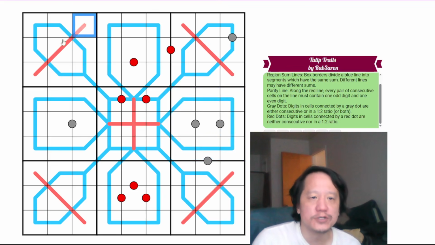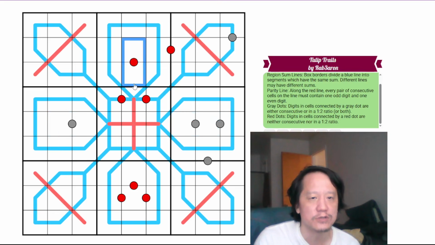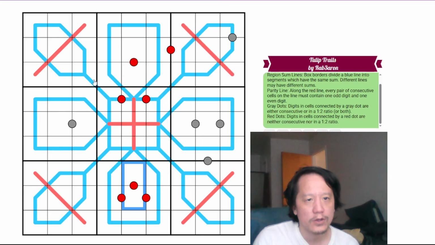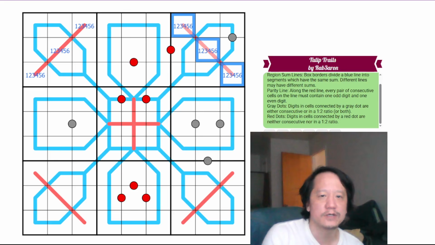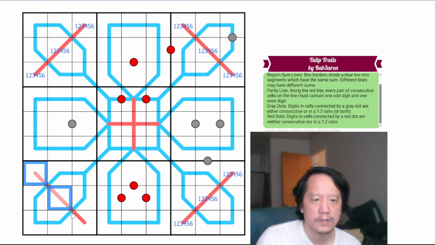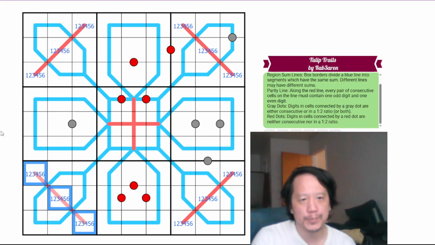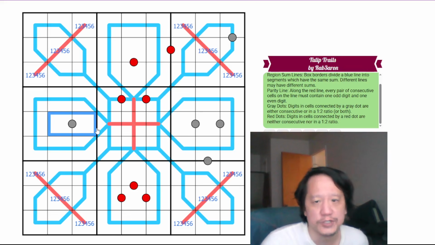So these 3 digits missing in boxes 1, 3, 7, and 9 are equal to this digit here, which is equal to these 2 digits here, these 2 digits here, and these 2 digits here. So that means they can add up to 9 at most. So this is 1 through 6. This is 1 through 6. This is 1 through 6. We have 1 through 6 here. And they have to either be consecutive or in a 1-to-2 ratio.